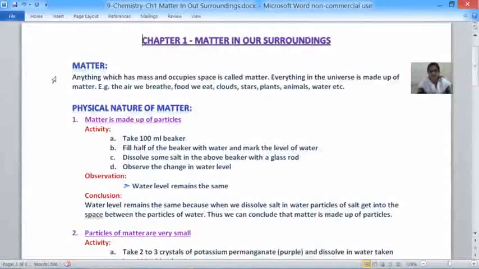Students, we are starting our first chapter in chemistry, matter in our surroundings. First, we will see the definition of matter. Anything which has mass and occupies space is called matter.